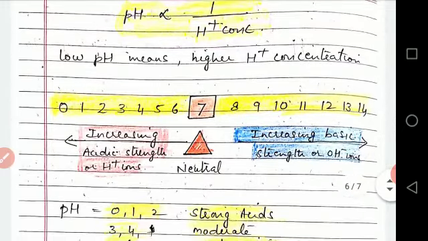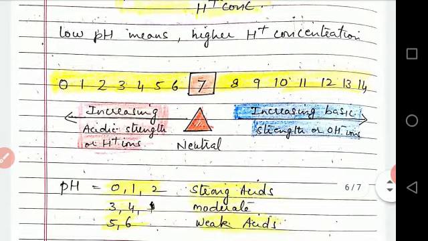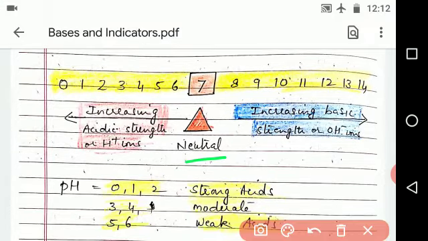Now the pH ranges from 0 to 14. And 7 is the number which shows neutral behavior of a substance. Below 7, from 0 to 6, the substance is acidic in nature, and above 7, that is 8 to 14, the substance is basic or alkaline in nature.